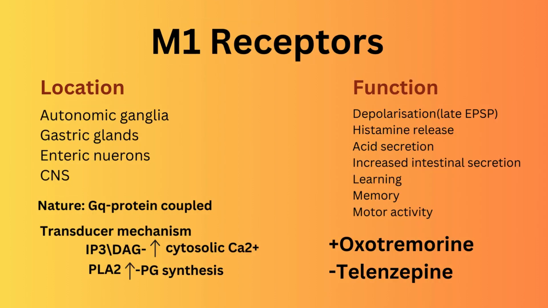It is a Gq protein-coupled receptor and acts by the IP3-DAG or PLA2 pathways. The IP3-DAG pathway increases the level of cytosolic calcium ions, and PLA2 increases prostaglandin synthesis. It is stimulated by oxotremorine and inhibited by pirenzepine.